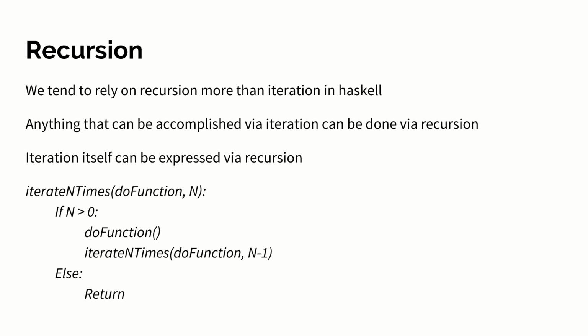As a matter of fact, simple iteration itself can be expressed via recursion using a function such as the one shown below. A recursive function that takes a function to execute as an argument as well as an argument n, and executes that argument function n times by recursing down with a decreasing n.